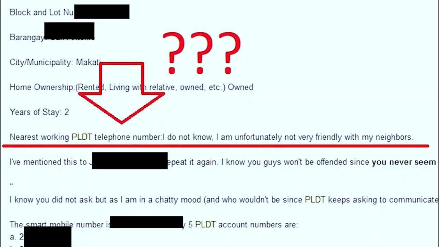It's an important enough question that they put it in the application form, and basically I said, I don't know. Obviously, it's not mission critical because they were able to give me a line eventually, but why ask it in the first place? I think PLDT can really review a lot of their procedures because obviously they just really flunked. I mean, 1 out of 10 for me.